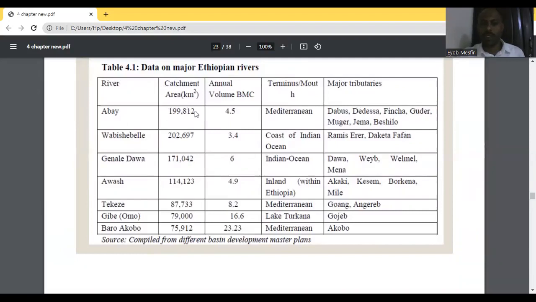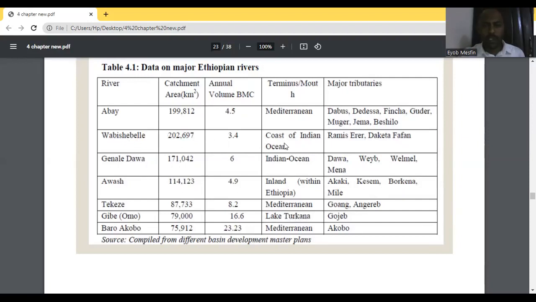The other concept is the major rivers, which we discussed in terms of catchment area coverage. This is the catchment area for Awash, the most utilized river of the Rift Valley drainage system. Tekezi goes to Sudan, and Baro Akobo is the Sobat in South Sudan. Omo empties into Lake Turkana. You can see Awash is inland within Ethiopia. The Ganale Dawa directly empties into the Indian Ocean system.